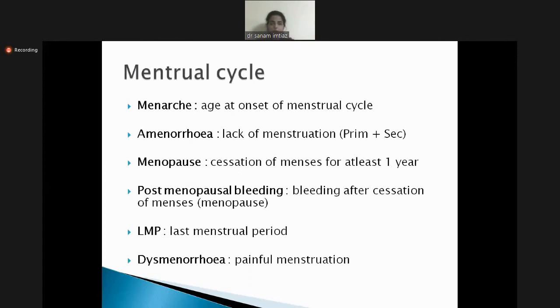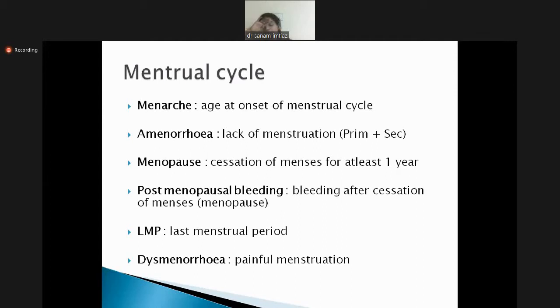In menstrual cycle, menarche is the onset of the menstrual cycle. Amenorrhea is lack of menstruation. Lack of menstruation can either be primary or secondary. What is primary amenorrhea? Primary amenorrhea is when a woman has not had menstrual cycle for a period of 6 months. And what is secondary amenorrhea? Secondary amenorrhea is when a woman has not had any menstrual cycle.